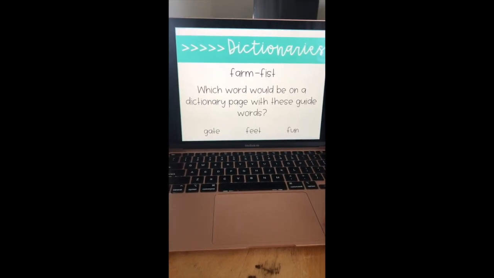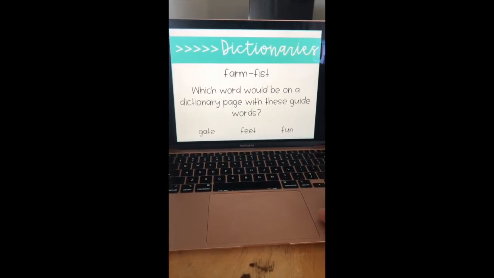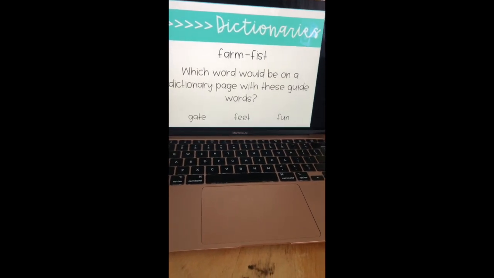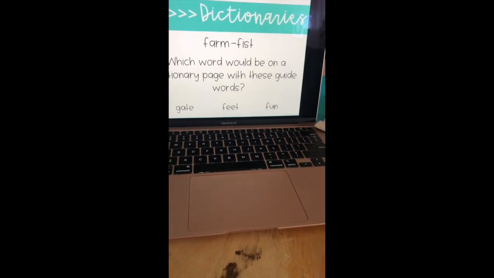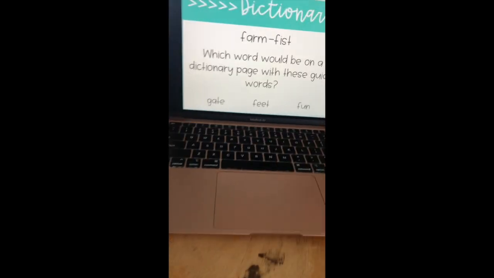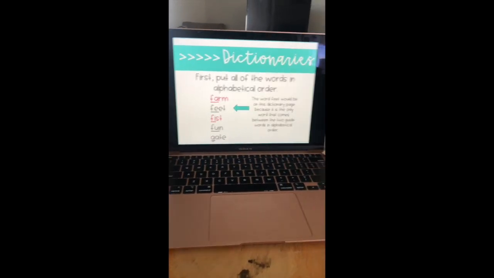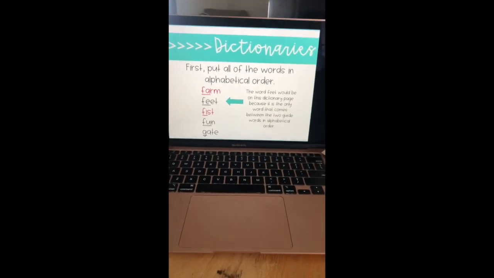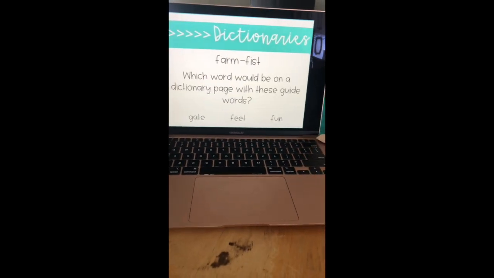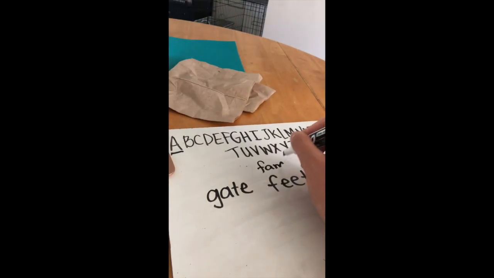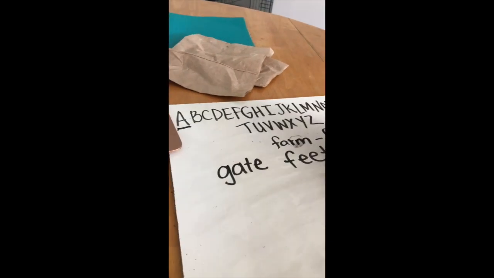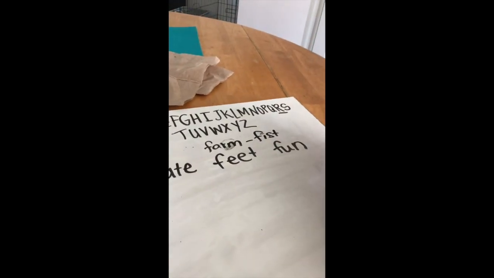Which word would be on a dictionary page with these guide words? So just like we practiced, get your whiteboard and whiteboard marker, and let's write those 3 words. We have gate, feet, and fun. First, put all of the words in alphabetical order. And we're going to use those guide words as well. Farm, and fist, okay? So I'm going to write that down to refer to.